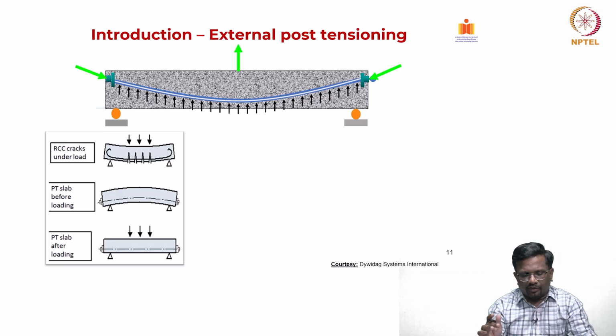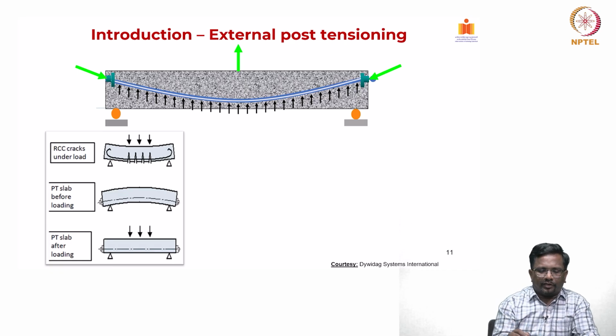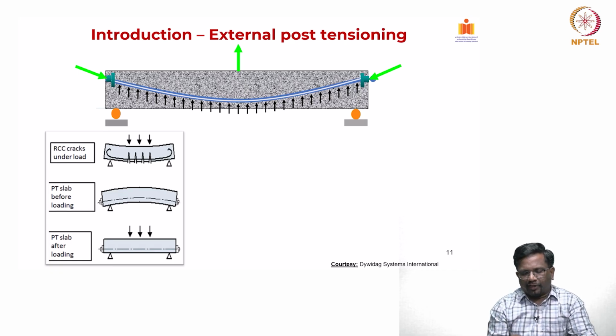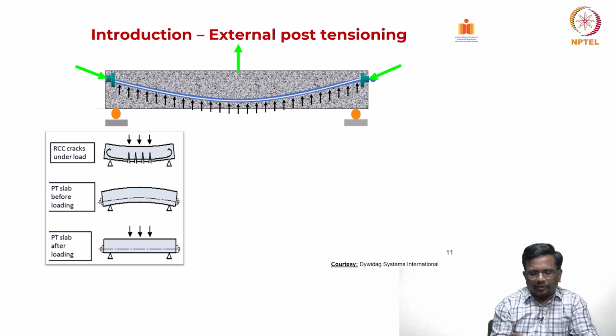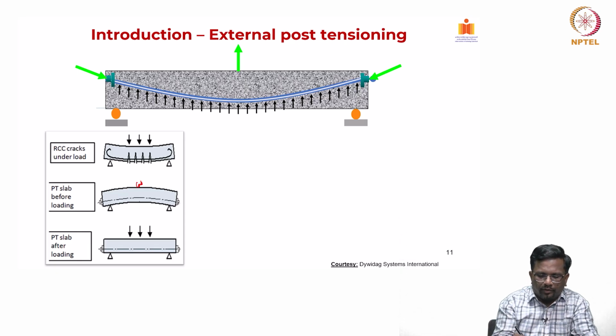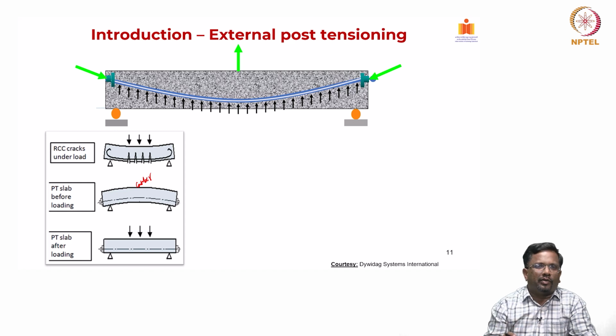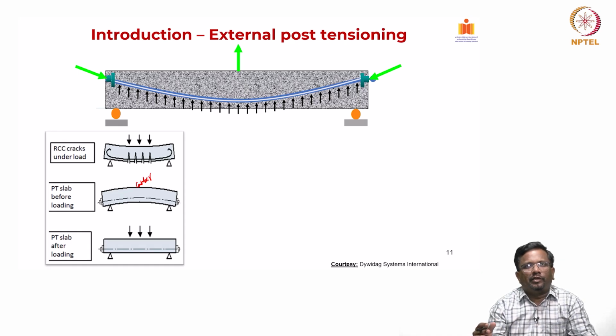So, using the load balancing concept, and we know that an RCC element will crack, and a PT slab after the pre-stressing is going to have a camber like this that we have talked about, and then after the load is applied, the camber will get nullified and you will have some deflection due to service loads. So, basically we are trying to create a load which is going to oppose the effect of your external loads, because these PT elements are added to the structural element after it has been in service.